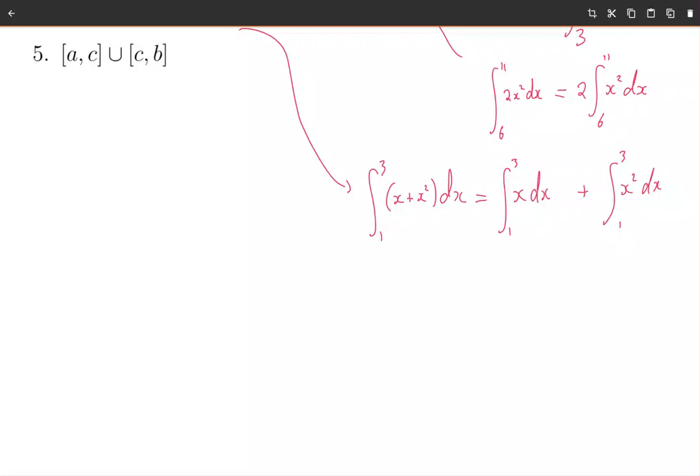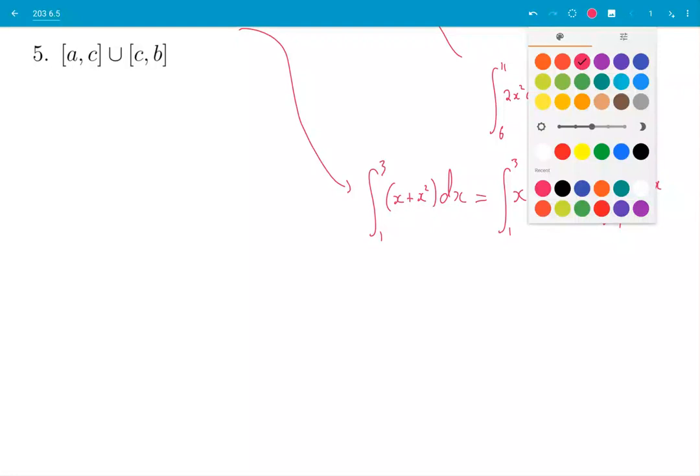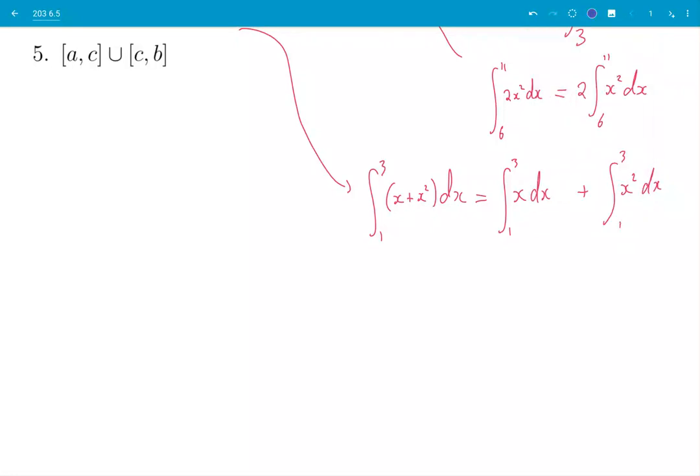Okay, part 5. What am I saying here? I'm saying, red is hurting my eyes. If I have an integral, let's say I have an integral from 1 to 3 of, say, x squared dx, and then I add the integral from 3 to 7 of x squared dx.